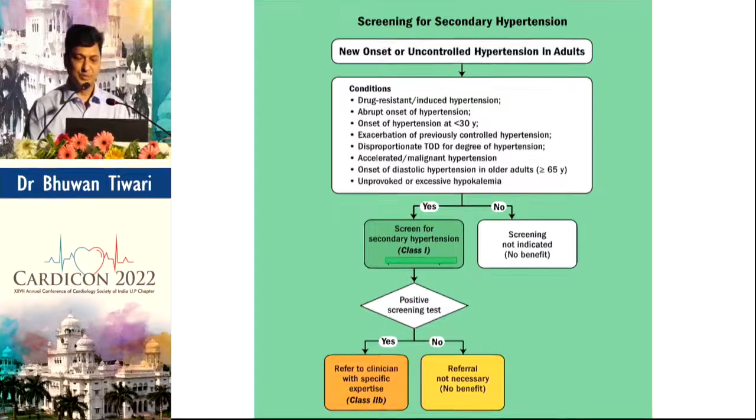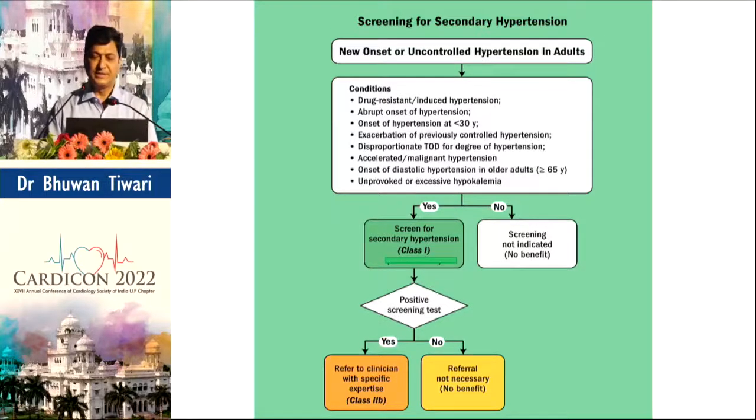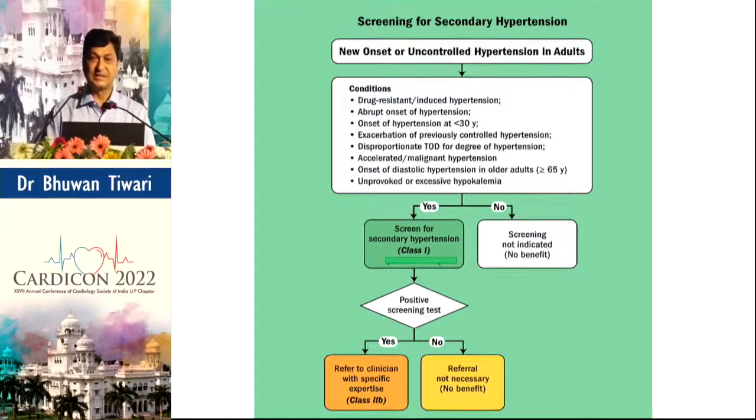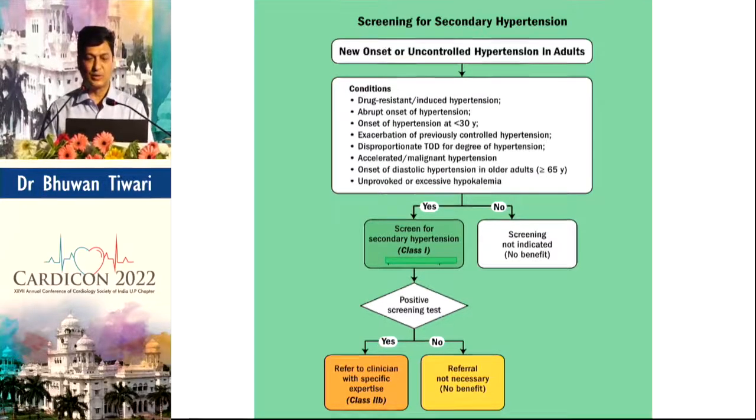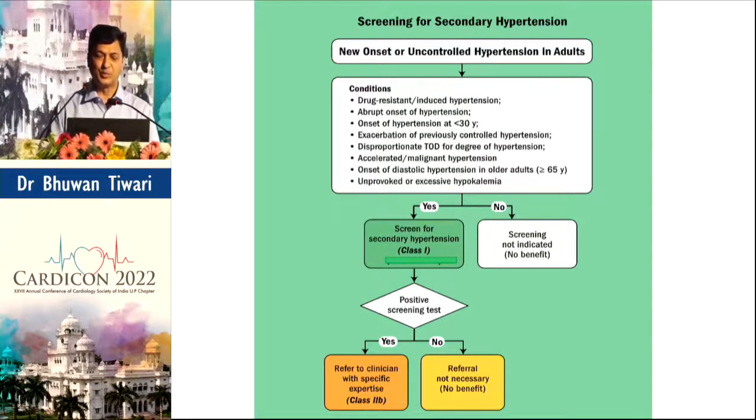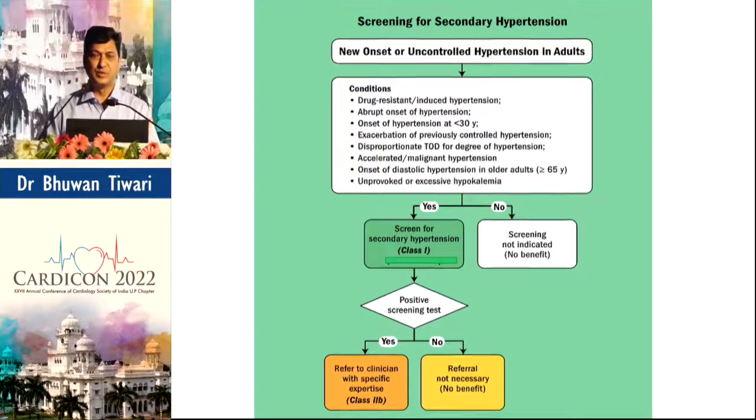So what should be our approach? Who are the patients who should be taken for evaluation for secondary hypertension? New onset uncontrolled hypertension in adults, or conditions like the patient is resistant to drugs, or abrupt onset of hypertension in a patient less than 30 years old, or diastolic hypertension in an old age patient, more than 65 years, unprovoked hypokalemia. Or there are some clues like palpitation, sweating, episodic headache, which could be suggestive of pheochromocytoma. These are the reasons where we need to screen. So this is a class 1 indication to screen these kinds of patients.